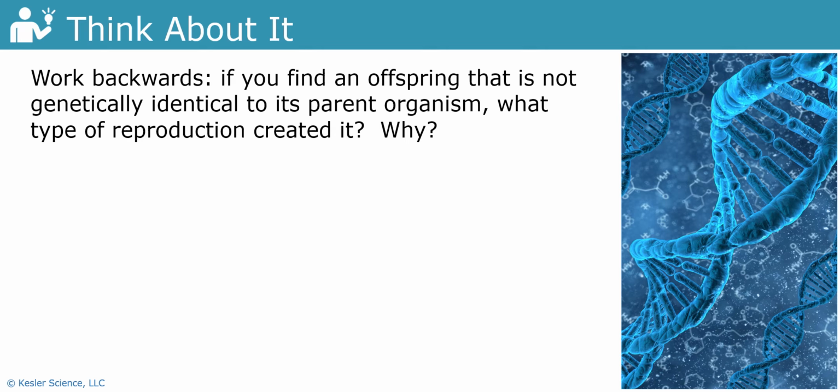All right, did you think about it? We have offspring. It is not genetically identical to the parent organism. What type of reproduction created it? That must be sexual reproduction through meiosis. Why? Well, meiosis creates the gametes, also known as germ cells. The gametes are all genetically different. When they combine, you get a whole new unique organism. Meanwhile, with mitosis, you have one parent cell, it copies its DNA, and it splits into 2 identical daughter cells.